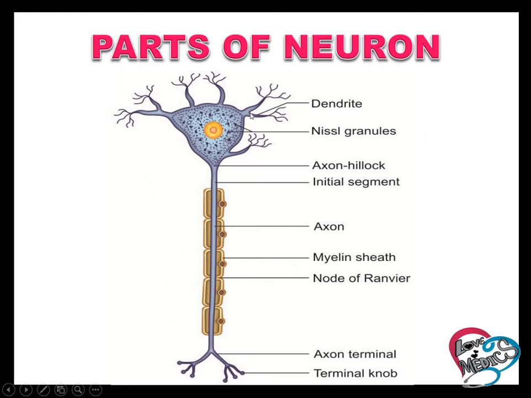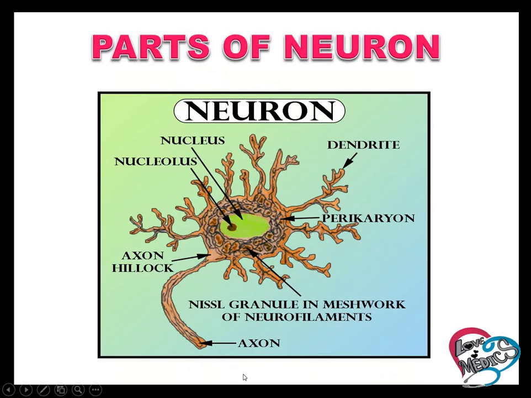Again, cell body, short process is dendrites, and normally other cells have ribosomes. Like that, the neuron also has ribosomes here, called Nissl granules. Cone shape at the starting point of axon is called axon hillock, and this is the initial segment of axon, and this one is the axon. These are myelin sheath. Gap in the myelin sheath is node of Ranvier, and this is axon terminal, and this is the terminal button or terminal knob.